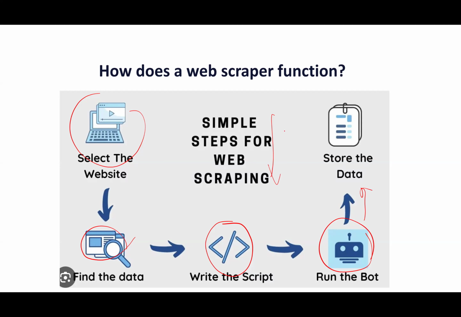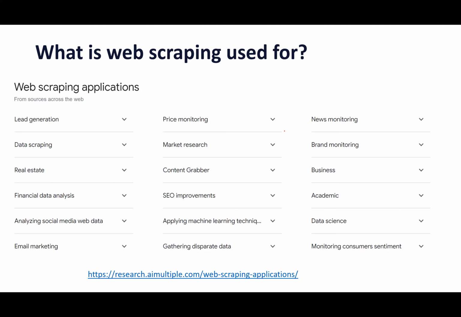Now, what are the applications of web scraping? You should be able to understand where it is used and why it is used. There are numerous, millions, billions of applications of web scraping in the data analytics or data science field. For example, lead generation, price monitoring. I told you that it is nothing but competitor analysis, where we monitor the price.